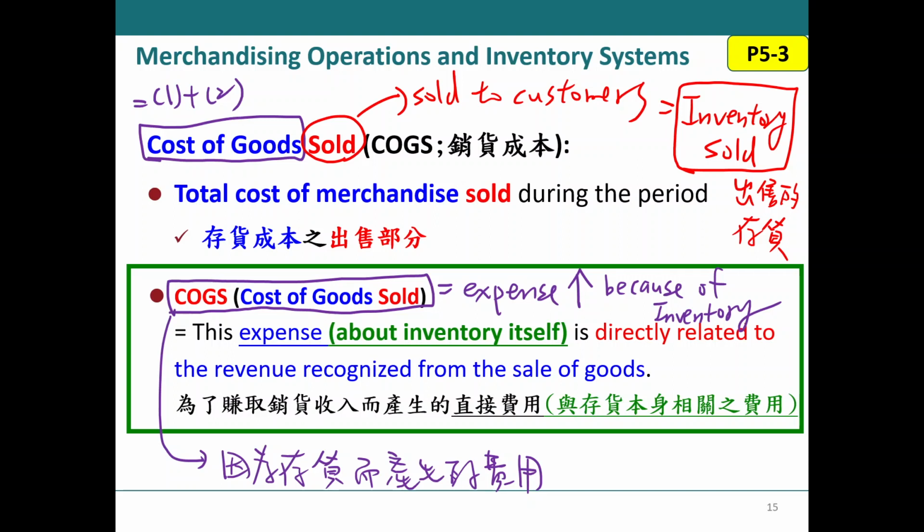So we don't talk about others like utilities. We don't talk about salaries and wages expenses. We don't talk about other reasons. Only focus on inventory. Because of inventory, our expenses incurred. We call it cost of goods sold.